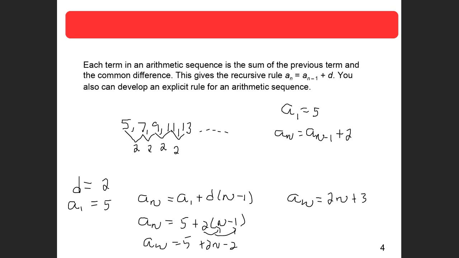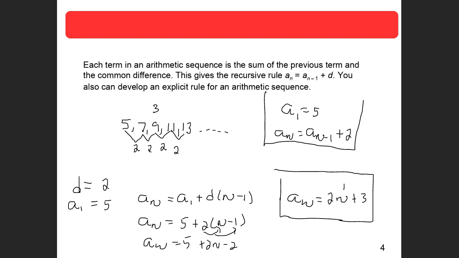Now, you can check it yourself really quick. We know the first term is 5, so if I put 1 in here, 2 times 1 is 2, plus 3 is 5. That works. I know the third term is 9, so if I put 3 in here, I should get 9. 2 times 3 is 6, plus 3 is 9. It works. So we should be able to write a recursive rule and an explicit rule for arithmetic sequences.